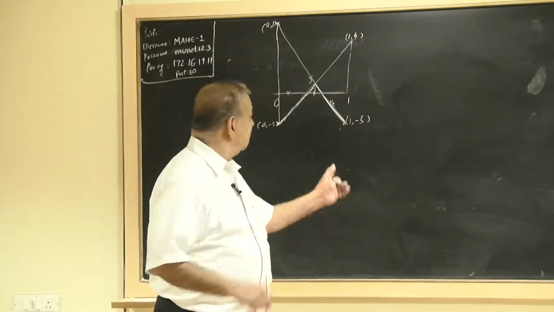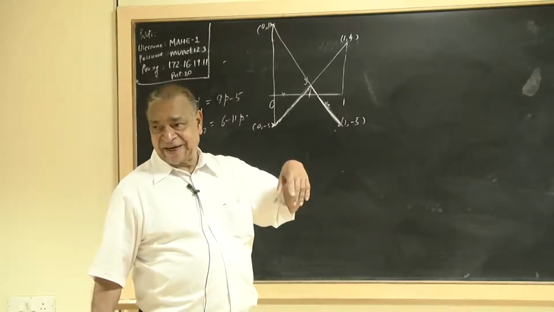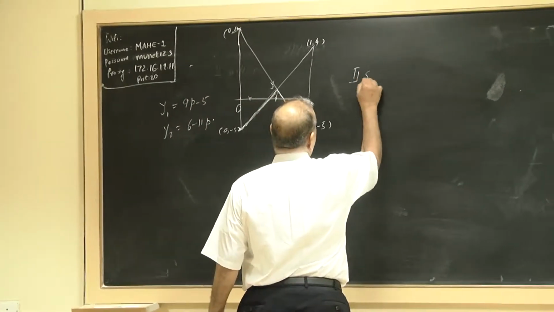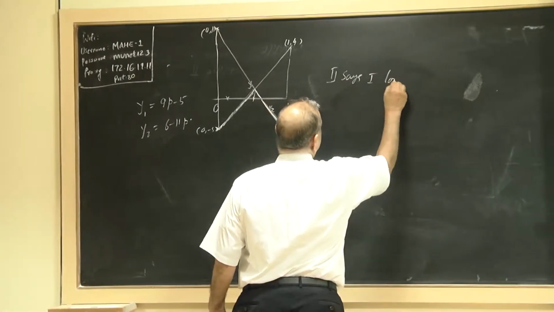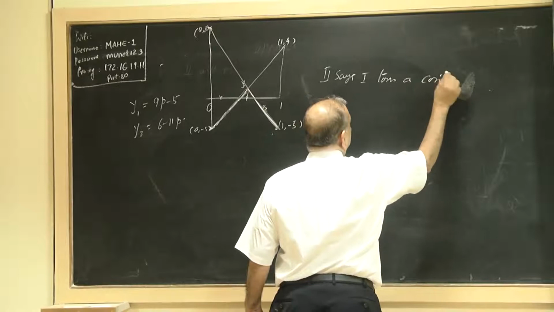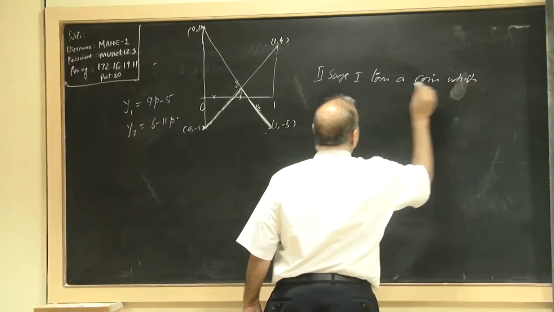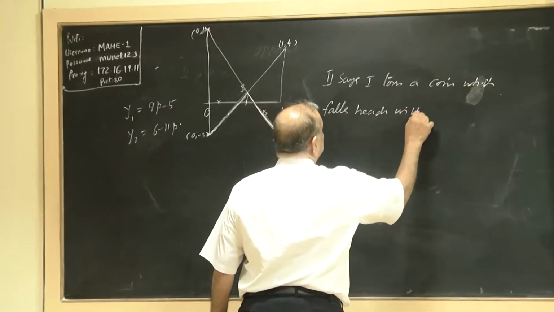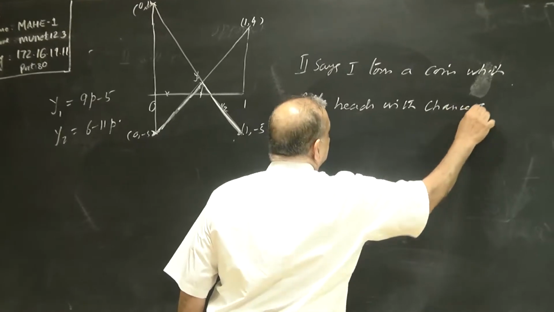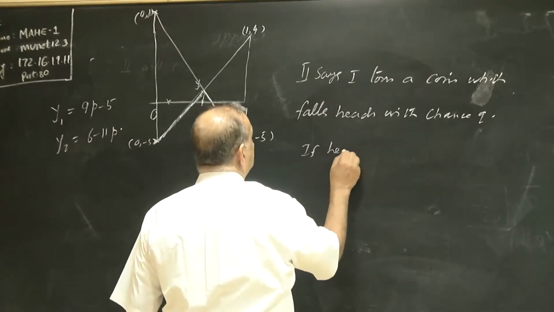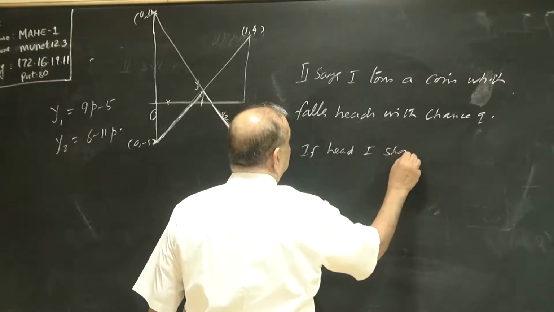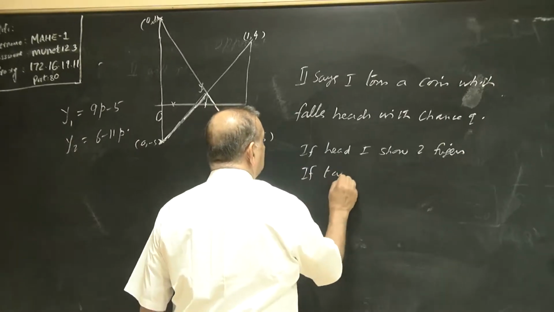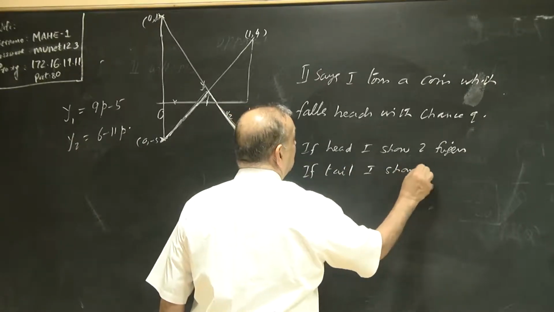Okay. Now, let's go to the other side, player 2's side. He's choosing. Player 2 says, I toss a coin which falls heads with chance q. If head, I show 2 fingers. If tail, I show 3 fingers.